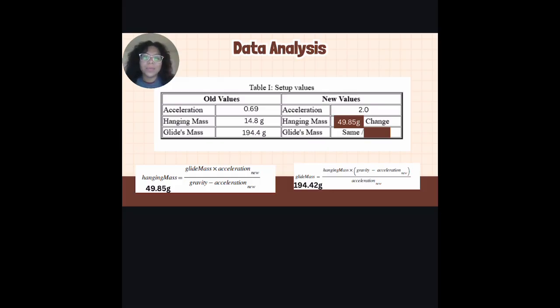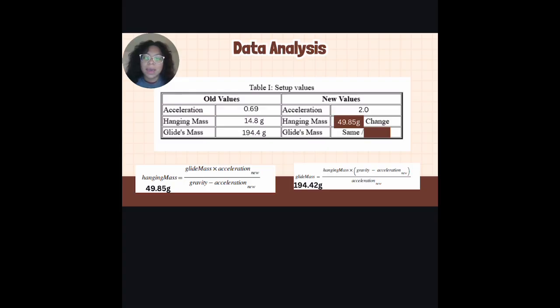To start our lab number 4, we did follow the procedure and we did our setup. But we also used the information that we had originally from lab 3. So our old values are what we had created: the 0.69, 14.8 grams, and the glider mass of 194.4 grams. For our new ones, the glider mass stayed the same, but the hanging mass did change. We did add weight to it, so it changed to 49.85 grams. And then again, we changed our acceleration to 2.0.